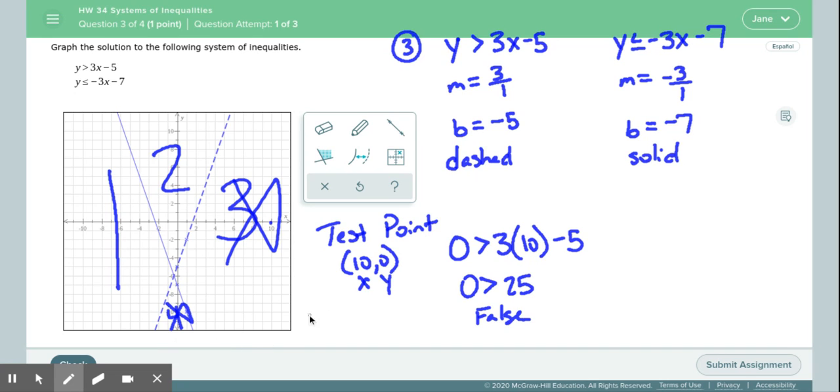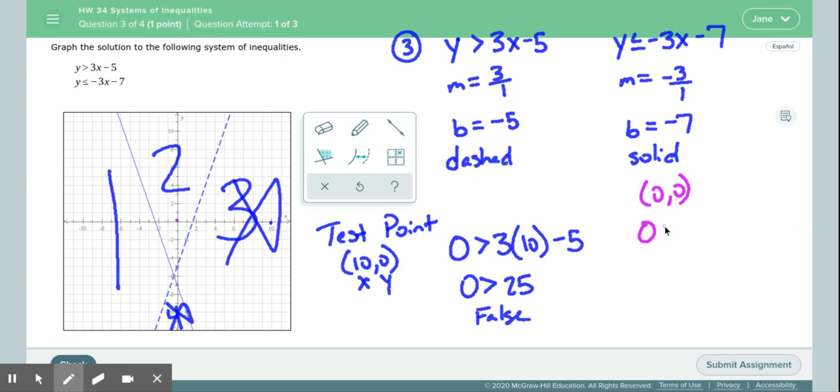so I'm going to throw region 4 out. It's not a possibility. Now I'm going to switch my test point and pick it from either region 1 or region 2. Let's go with 0, 0. All right, so 0, 0 is my new test point. This is coming from region 2, so I'm going to plug this into my second inequality.